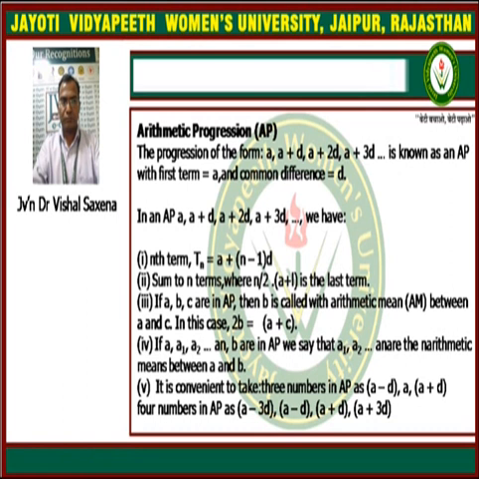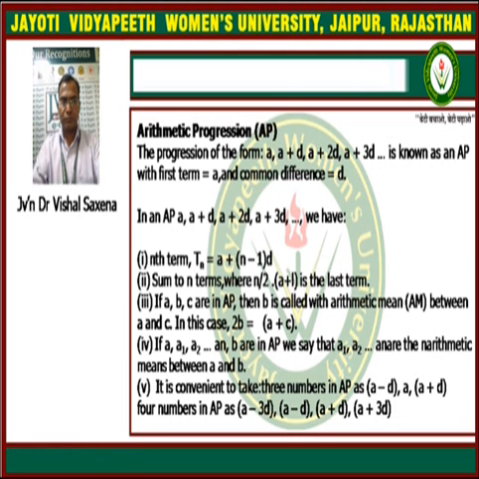Fourth point: if a, a1, a2, a3 and so on, an, where an is the second last term and the last term is b, are in AP, meaning between a and b there are n terms a1, a2, a3, up to an, in arithmetic progression, then these n terms a1, a2, a3, a4 till an are called n arithmetic means between a and b.